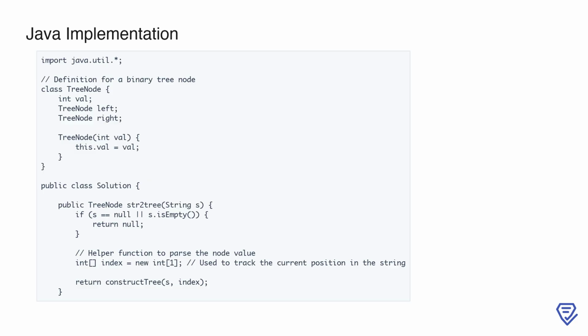Here, we start by defining the structure of a binary tree node using the treeNode class. Each node contains an integer value and references to its left and right child nodes. The constructor initializes the node with a given value.